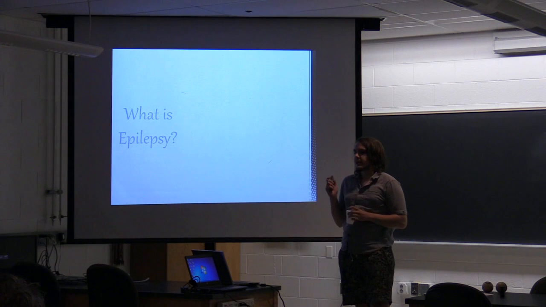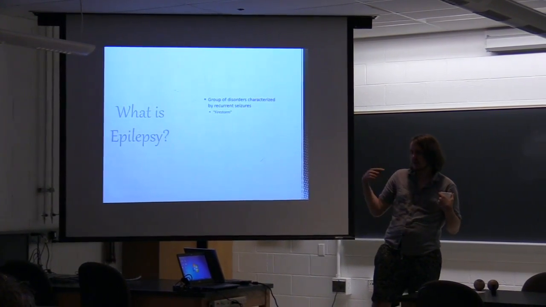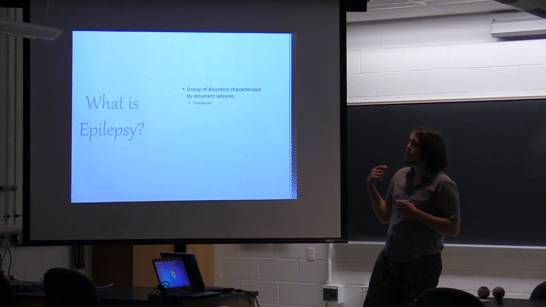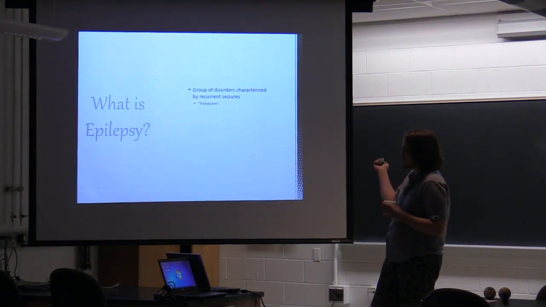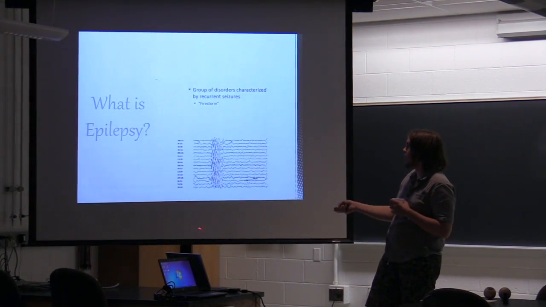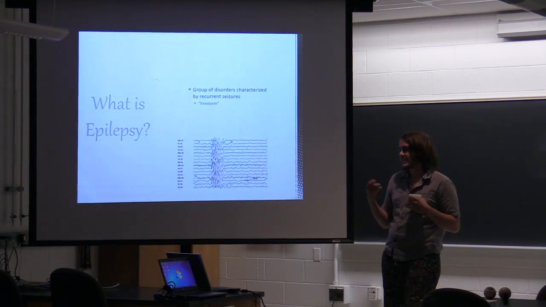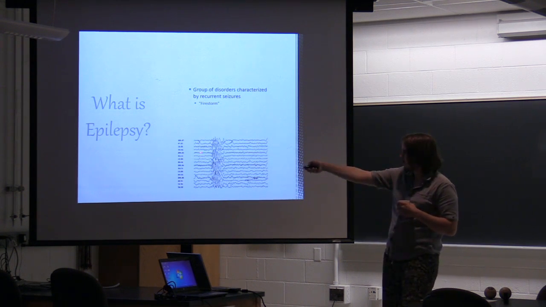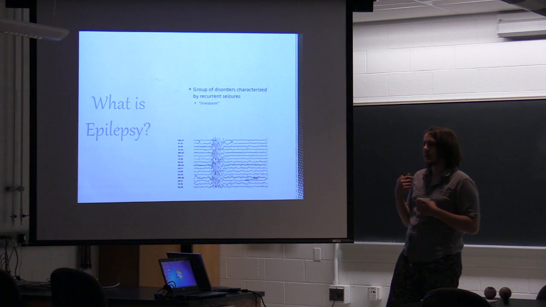So, just to get into it real quick, what exactly is epilepsy? It's a broad group of disorders, a sort of umbrella, but they all share one common characteristic, which is recurring seizures, which is just a lot of activity in the brain, as you can see by this EEG trace of different parts of the brain. Pretty nice here, and then just gets all wild when it undergoes an epileptic seizure.